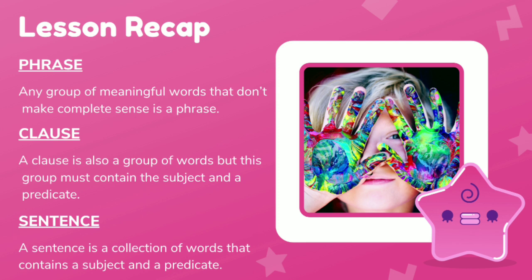We also learned that there are three types of phrases: the prepositional phrase, the verb phrase, and the noun phrase. And we also learned that there are two kinds of clauses: the main or independent clause and the subordinate or dependent clause. And we also learned that a sentence starts with a capital letter and ends with a period or a full stop.